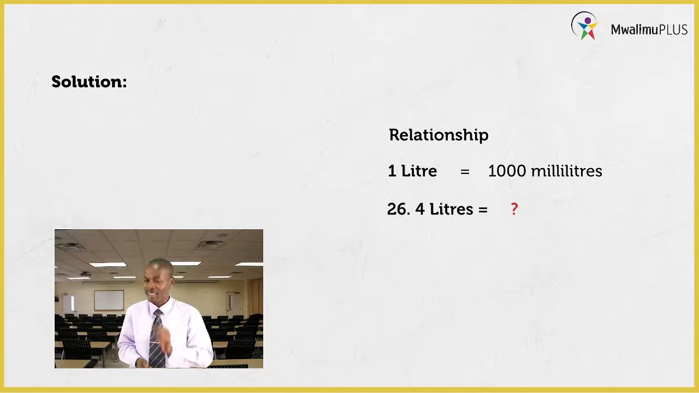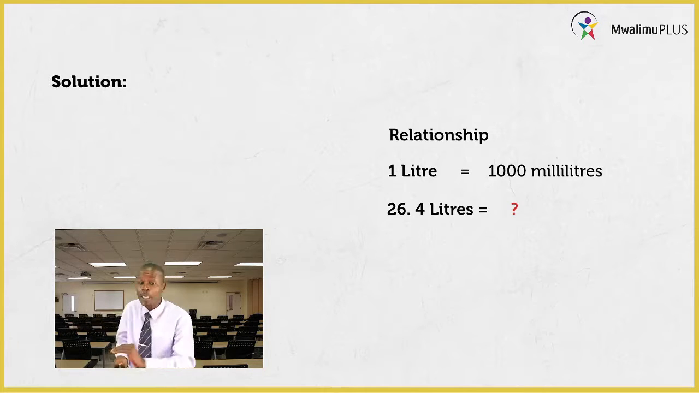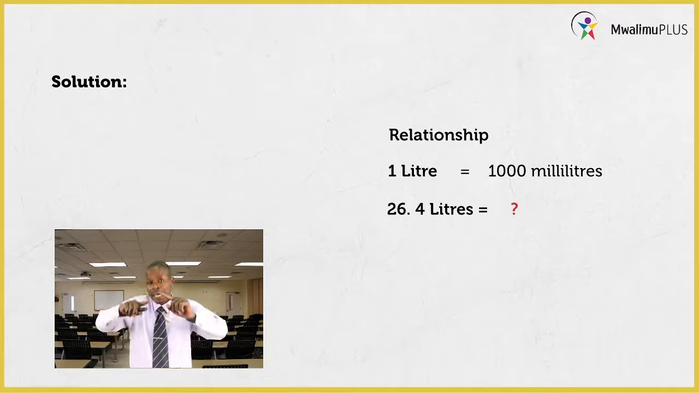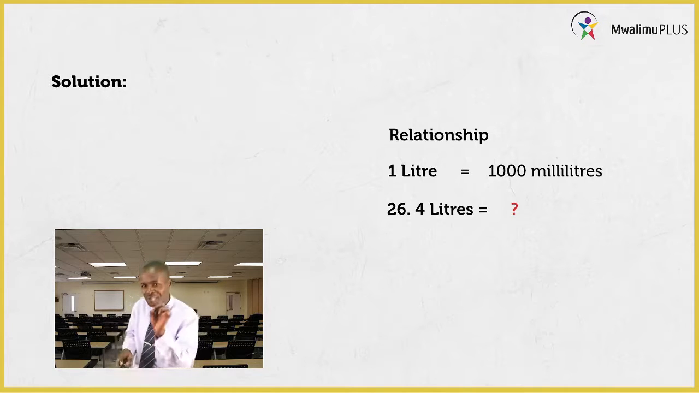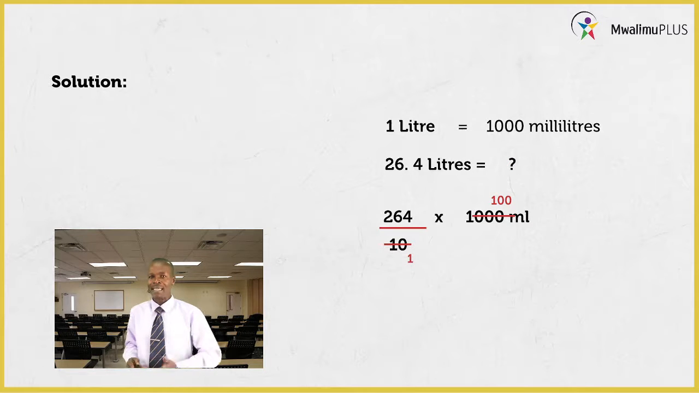That is the secret. But if you want to do the other way around, you want to convert milliliters to liters, what do you do? You take the milliliters, then you divide by the 1,000 relationship. And that's what you do. For this one here, we're going to multiply 26.4 liters times 1,000 ml.